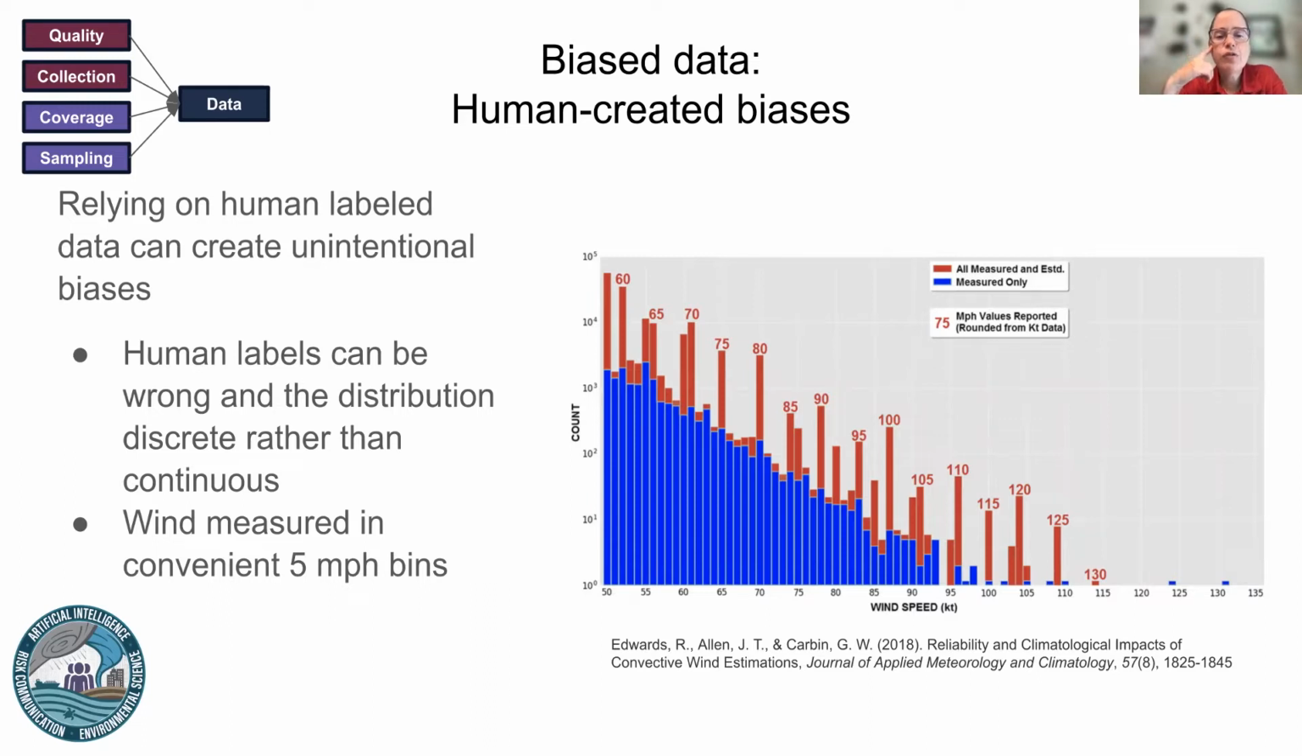This one is from wind data. The human estimated wind is shown in red, and then the wind that was actually measured using sensors is shown in blue. What do you notice between these two? The humans tend to round all of their wind measurements to 5-mile-an-hour bins. Nice little convenient bins, which makes it a much more discrete distribution than what actually is happening in reality with the blue. Again, if you're trying to train your machine learning algorithm to do the right thing, you probably don't want to rely on all those human labels. You probably want to rely on the blue labels.